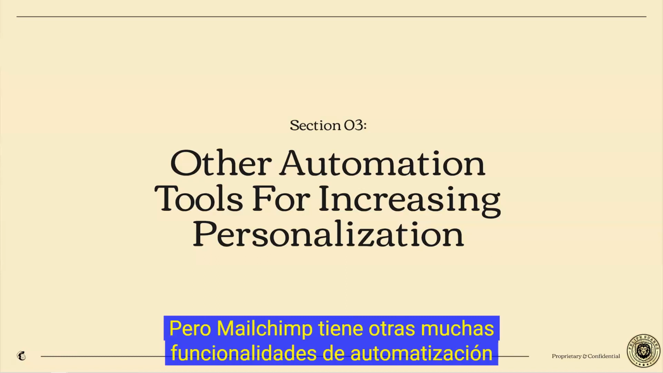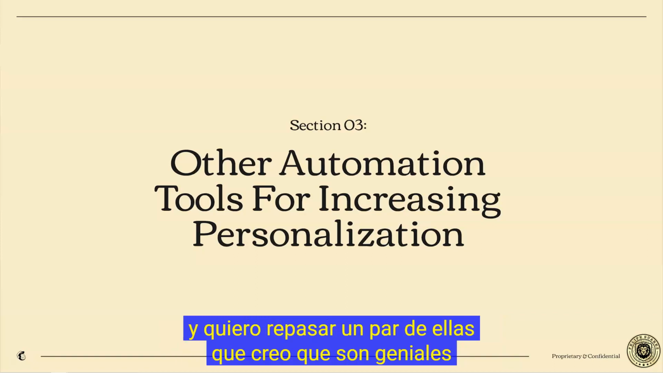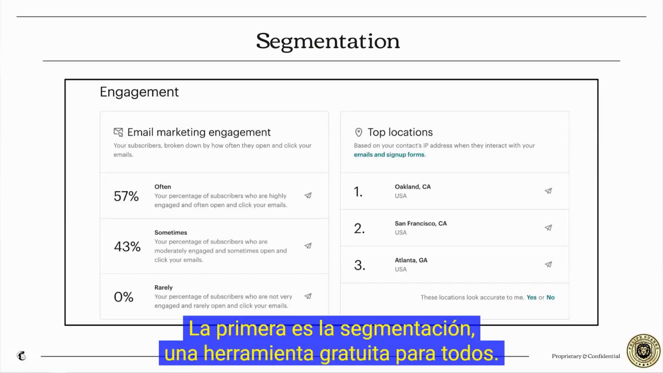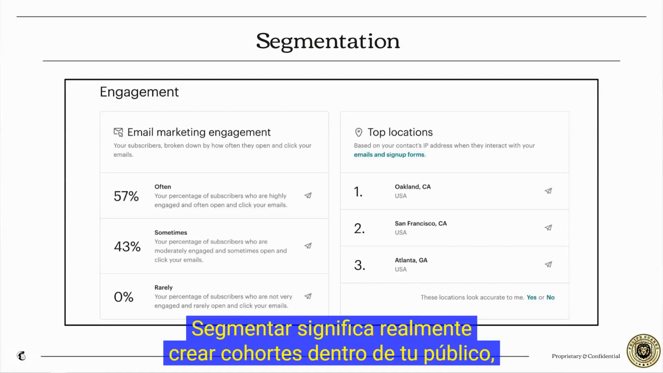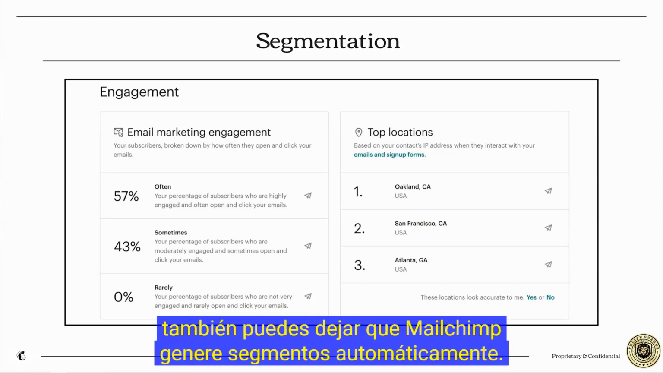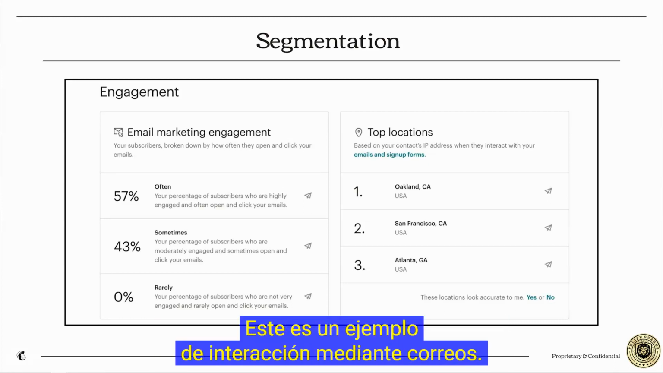But Mailchimp has a ton of other automation functionality, and I want to review a couple of the ones that I think are particularly great and not frequently used. So the first one is segmentation. This is a free tool for everyone. Segmentation is really the act of building cohorts from your audience. So you can build your own custom segments based on a variety of attributes, but you can also let Mailchimp generate segments for you. And this is an example.